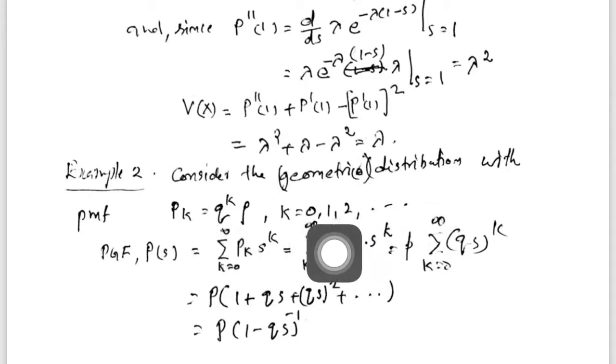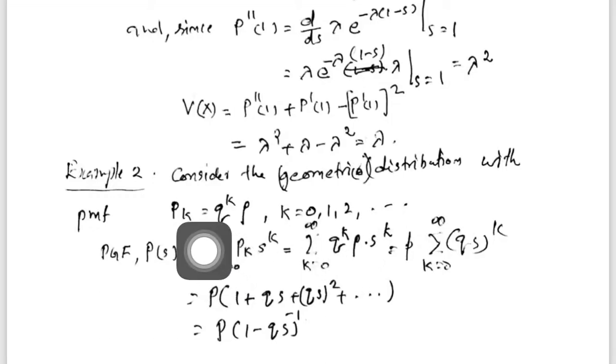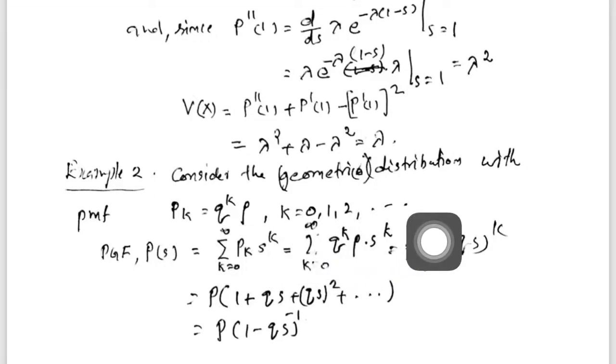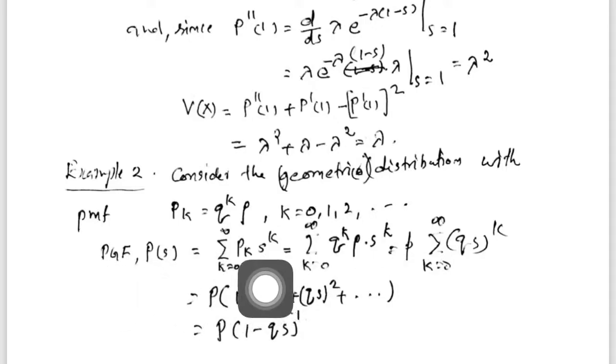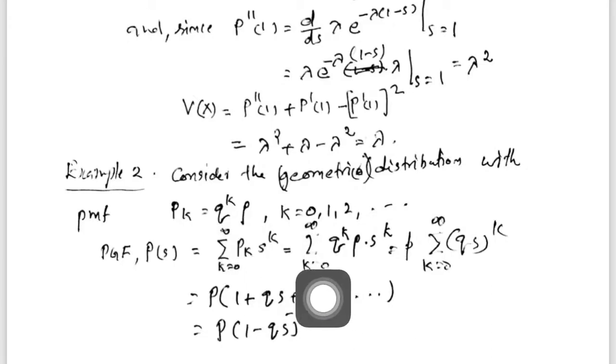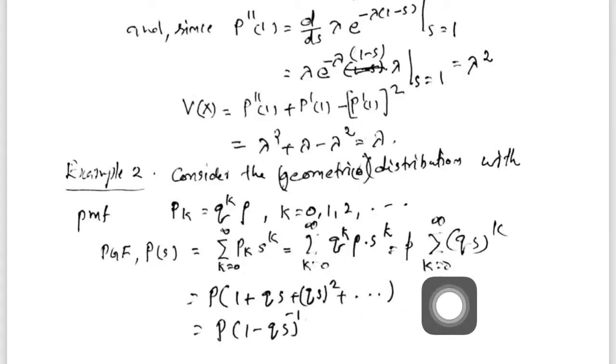You know that geometric distribution can be modeled for a coin tossing experiment until a head occurs, and you are counting the number of tails before the first head, and you will find that the probability mass function is p_k equal to q to the power of k into p, k equal to 0, 1, 2, 3, etc. And what is the PGF? It is equal to summation k equal to 0 to infinity p_k s to the power of k, where p_k equal to q to the power of k into p. So you can write this as p into sigma k equal to 0 to infinity (qs) to the power of k.